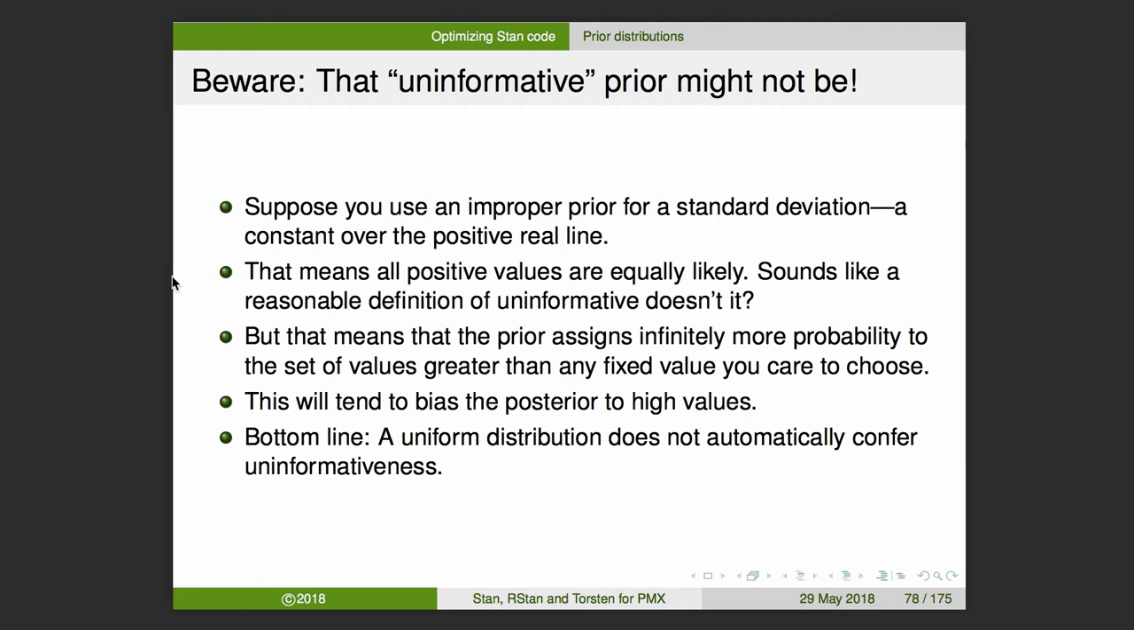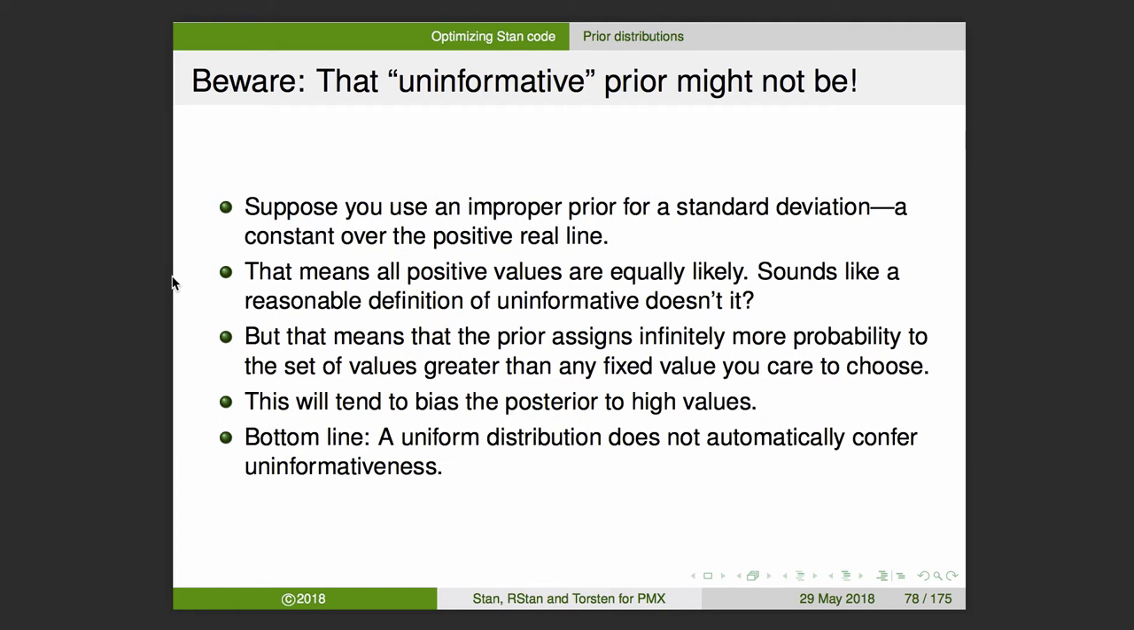Here I give a cautionary point: beware that an uninformative prior might really not be. I give the example of supposing I use an improper prior for a standard deviation, something that has to be only on the positive real line, and I just treat it as a constant. That means all positive values are equally likely, and that sounds like a pretty reasonable definition of uninformativeness, right? But think about it. That means the prior is assigning infinitely more probability to any value you pick. Pick any non-negative value, and when you integrate, there's infinitely more probability to the right of whatever value you pick than there is to the left of it. The left has a finite probability, the right has an infinite probability, which is kind of a nonsense notion anyway, but in relative terms, it's infinite to the right.